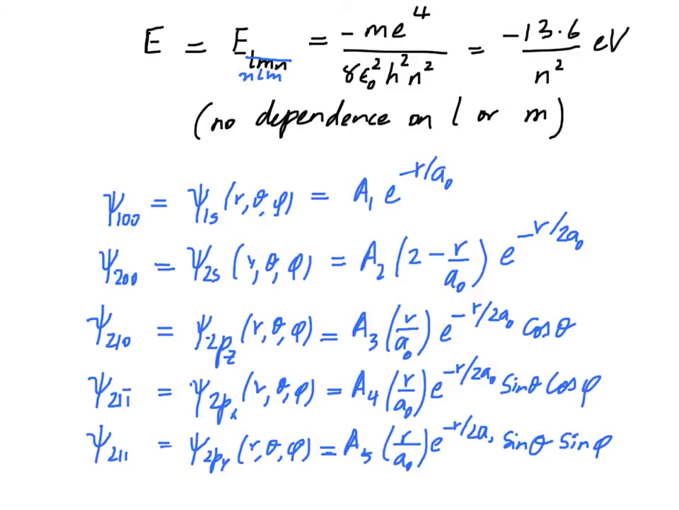So the first one, this one over here, is for a principal quantum number n equals 1 and the other quantum numbers are 0. Right? That is our familiar 1s orbital, and note that its wave function is purely a function of r, the radius. A0 is of course the Bohr radius, which is a constant. There is no theta or phi dependence for this 1s function.